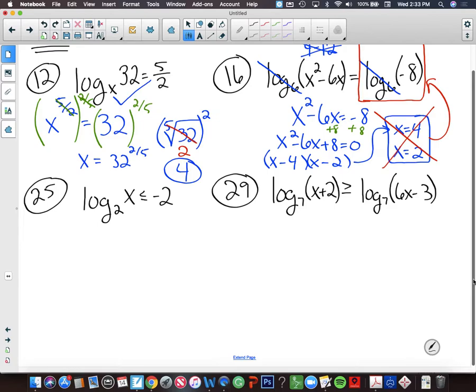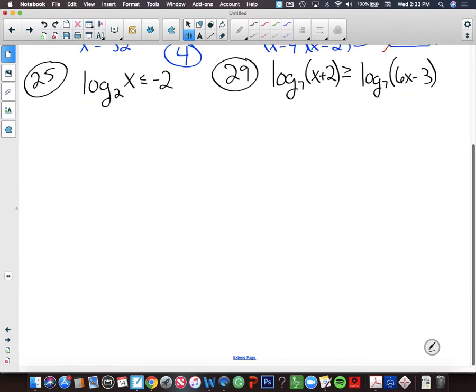On 25 and 29, they are inequalities. We did not go through any inequalities in the problems that I assigned or in the notes from yesterday, so I'm just going to take care of a couple of these and show you how they work. For 25, you have log base 2 of x is less than or equal to negative 2. We can exponentiate this, just to show you real quick what that would look like. Remember, you take the base, that 2, and you use it to raise both sides to the power of 2.